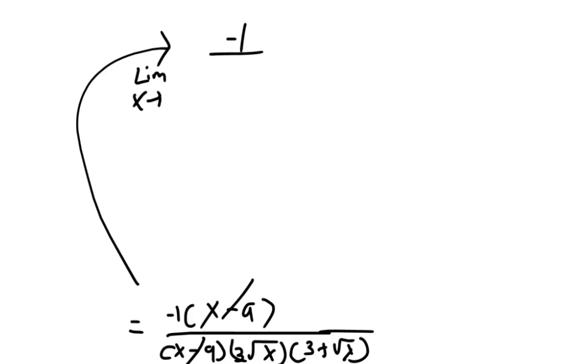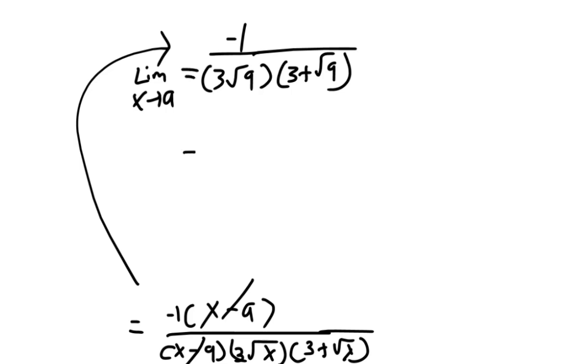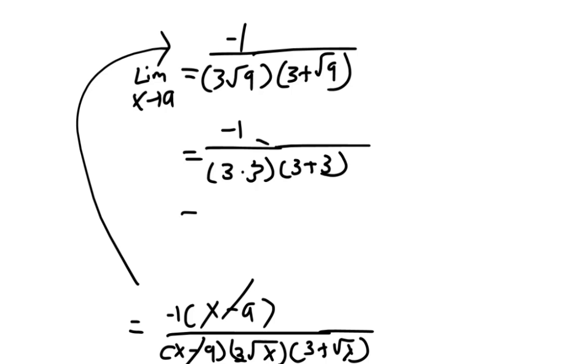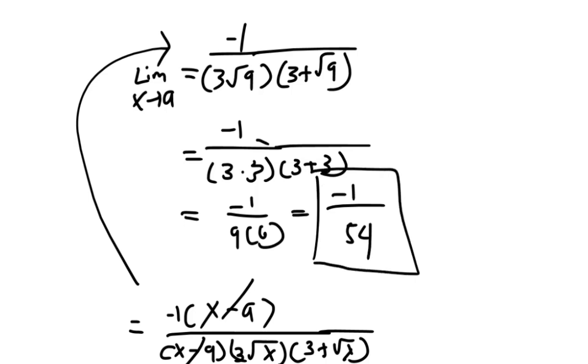I'll put the limit here, which should always be written. So what we got here is 3 root 9, just times the quantity of 3 plus root 9. Then we can simplify this fraction. The square root of 9 is 3. And then 3 plus the square root of 9, and 3 again. So we got the product and sum of 3's. So we got negative 1, the product of 3 times 3, the sum of 3 plus 3 is 6. And there you go. So 9 times 6, that is 54. So that's it.